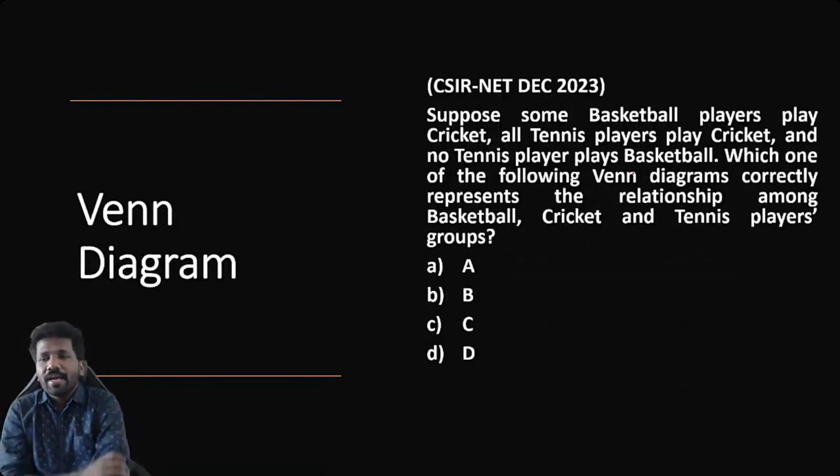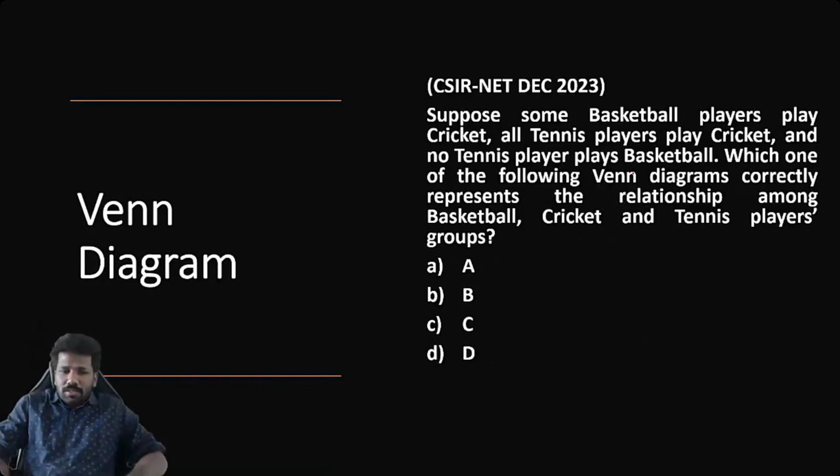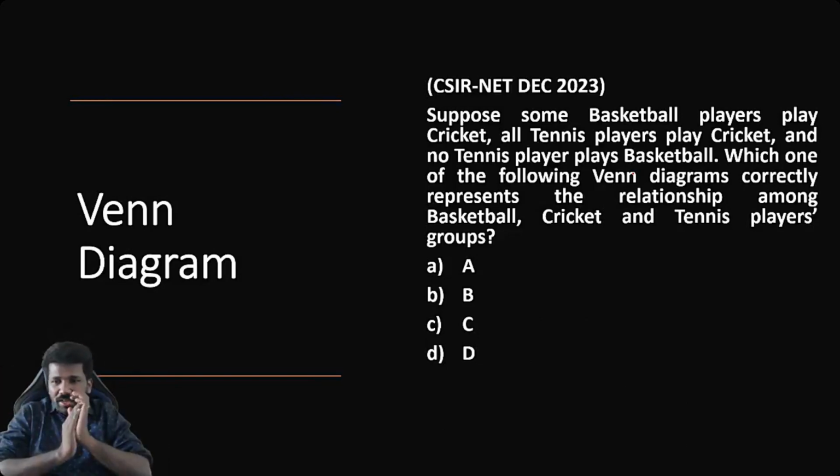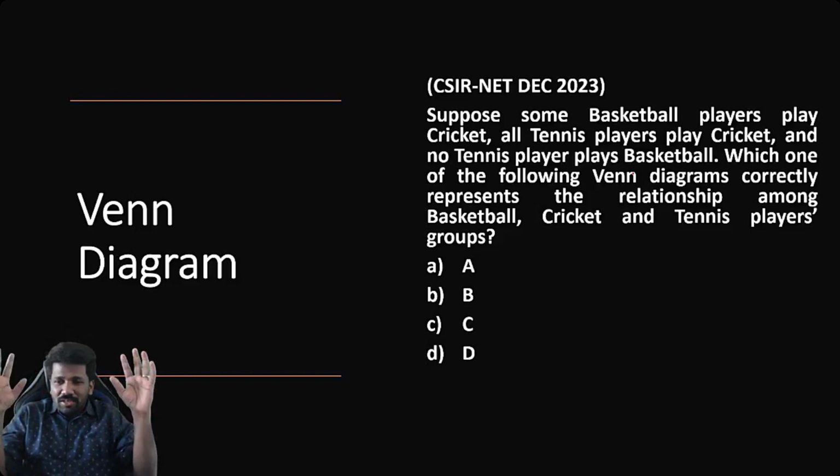And next is Venn diagram related questions. Very simple questions, if you know the concept behind it. Like this is a Venn diagram related question asked in December 2023. In this, general knowledge is also important. You should know about, like in this question, basketball players, tennis players, cricket players. You should have a basic idea, then you can easily do this question.